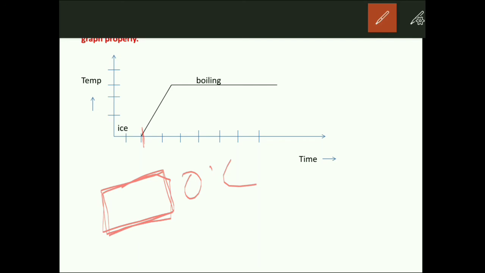Until and unless all the ice melts, the temperature will be 0 degrees Celsius. Okay, the temperature will not change. This is called latent heat. The amount of heat energy used out here is called latent heat.